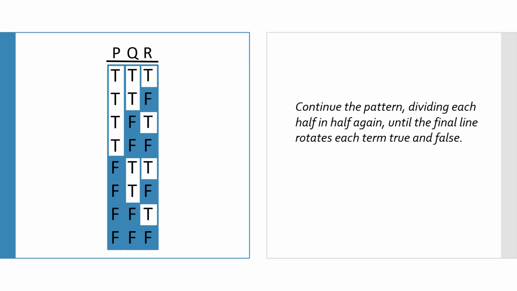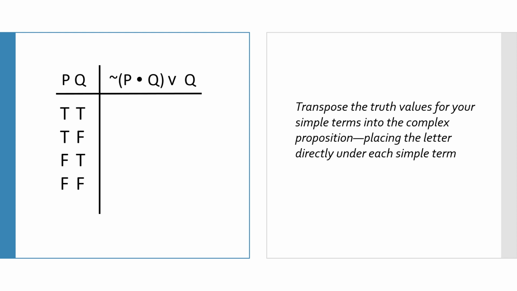The final line, whenever you're finished, should always be true, false, true, false, true, false, true, false, all the way down. It should repeat itself like that invariably. The first line should be half and half. The last line should always be rotating, true to false.